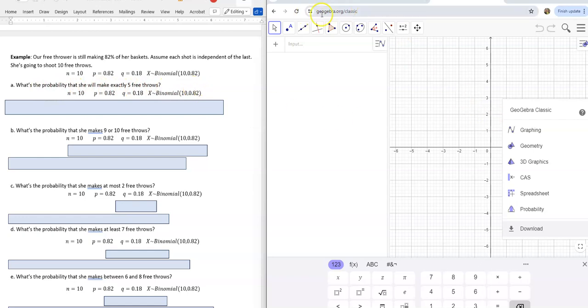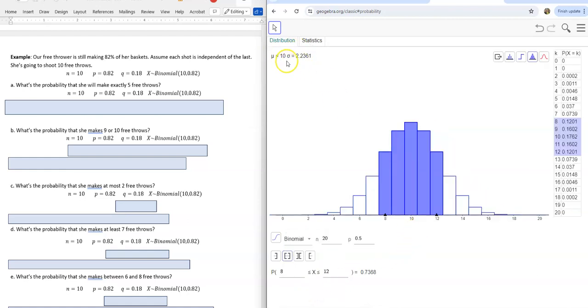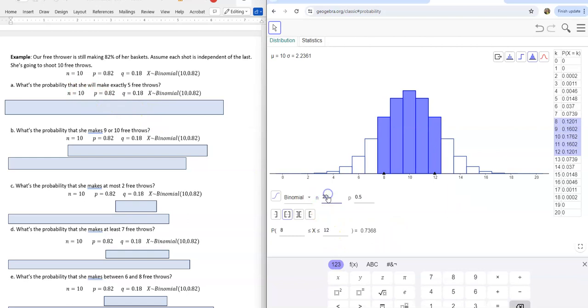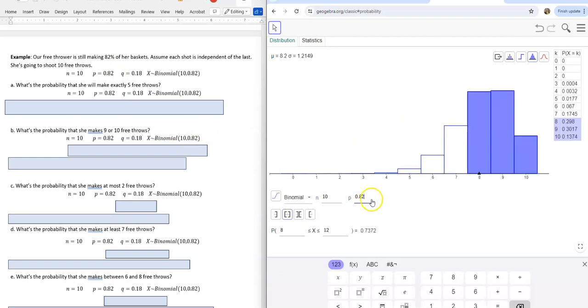Once you get over here, we're going to go to GeoGebra.org/classic, and then click on probability. What this brings up is normal, which we don't want. So we're going to scroll down to find binomial. Here it is. Now when we see binomial, we have these values up here, but we haven't entered our information yet. We have 10 trials, so instead of 20, we're going to enter 10, and our probability of success is not 0.5, it's 0.82, so we enter those values. Now we can start to use this model to answer our questions.